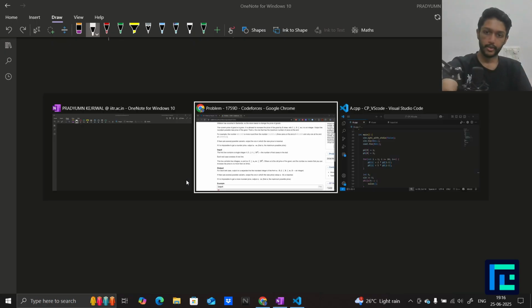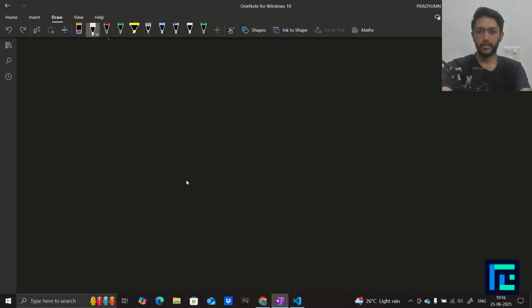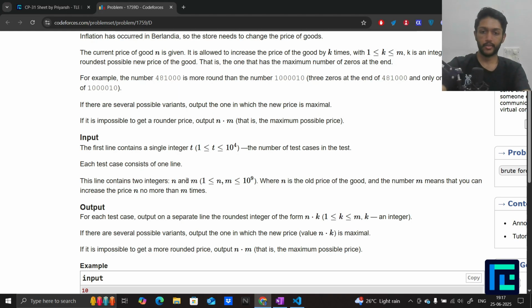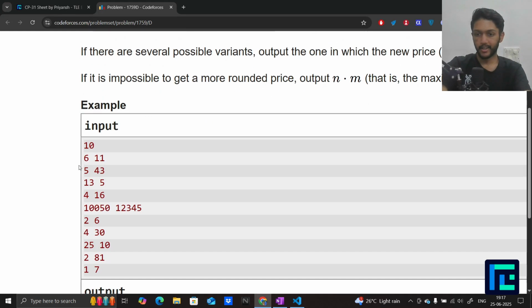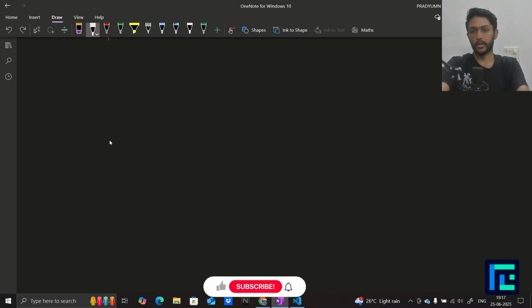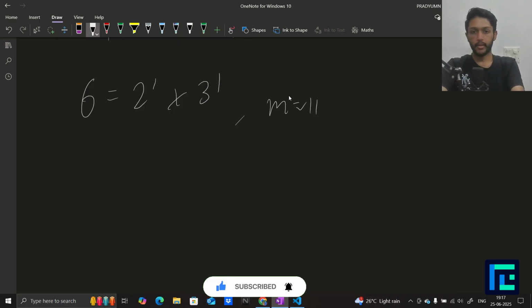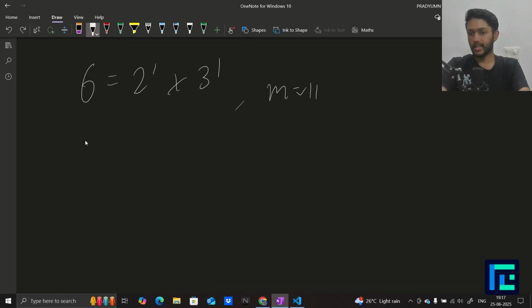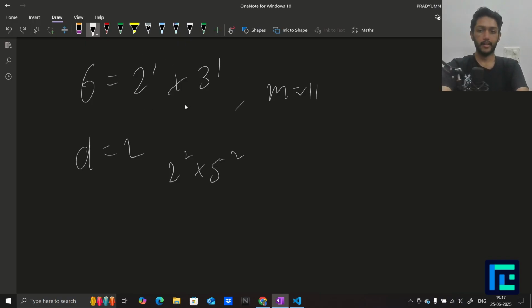Okay, so now we can see a test case. Let's say we have 6 and 11. So 6 is 2 into 3, 2 power 1 into 3 power 1, right? And m is given to be 11. Now if we want 2 zeros, d equal to 2, then we basically want 2 to the power 2 and 5 to the power 2, right? But this has only 1 power of 2 and no 5s. This has 5 to the power 0 basically.